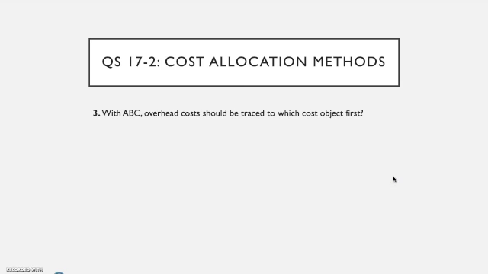And finally, number 3: with ABC, overhead costs should be traced to which cost object first? A, departments, B, activities, C, product batches, or D, units of production.